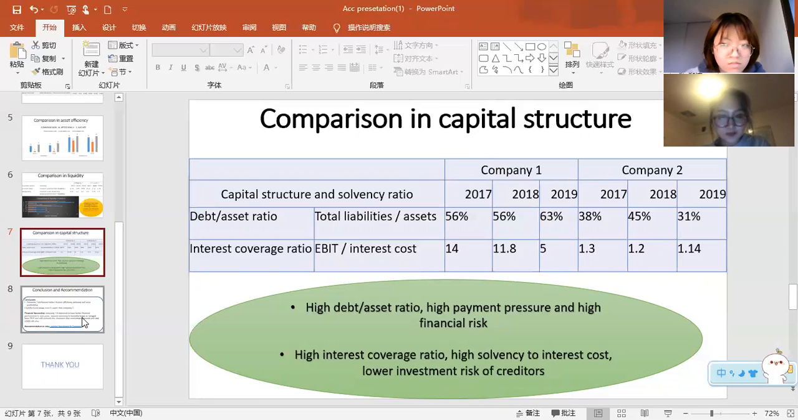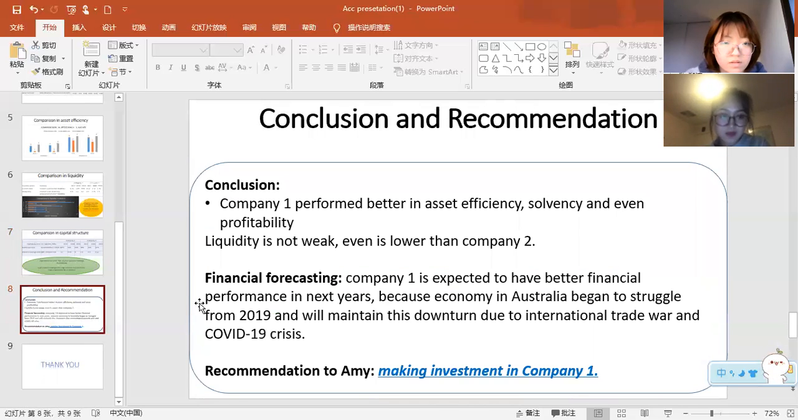Next page. Finally, we concluded that company 1 performed better in asset efficiency, solvency, and even profitability. Its liquidity is not weak, even though it is lower than company 2.